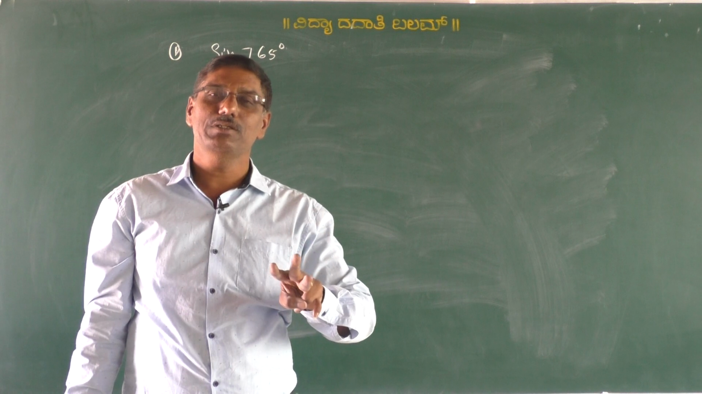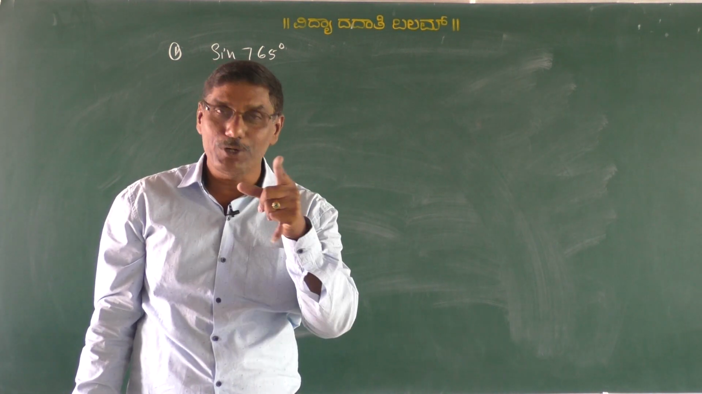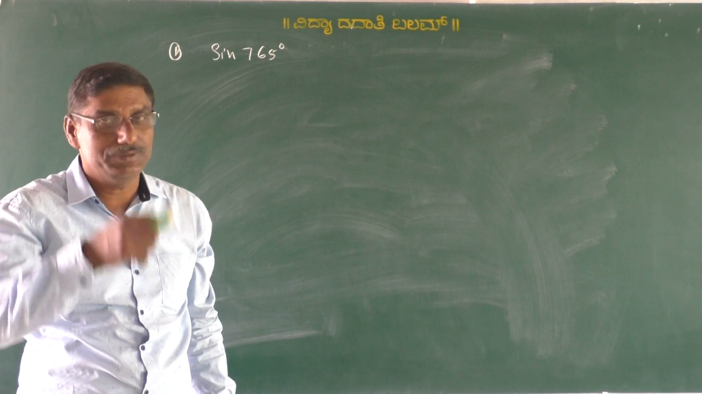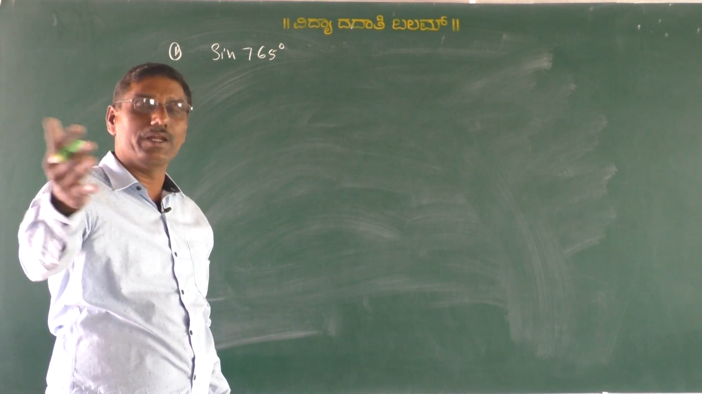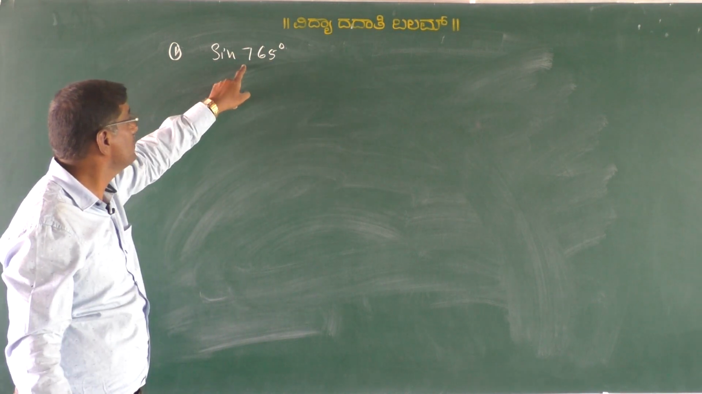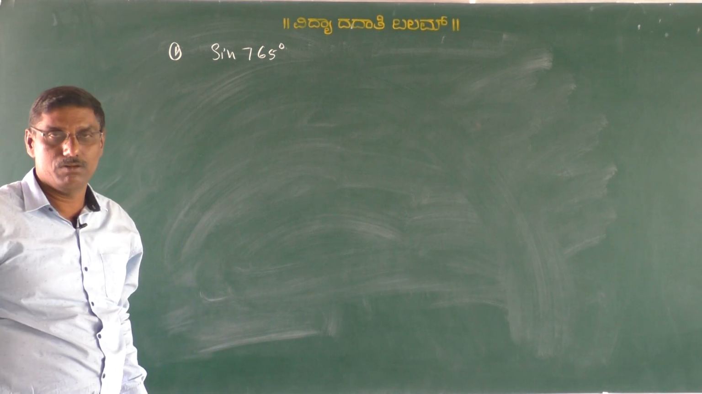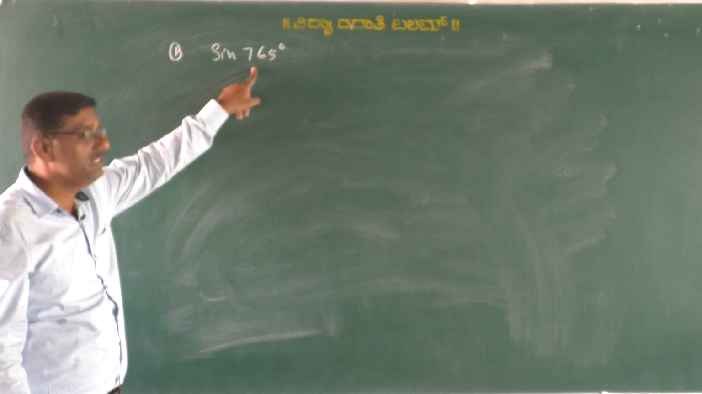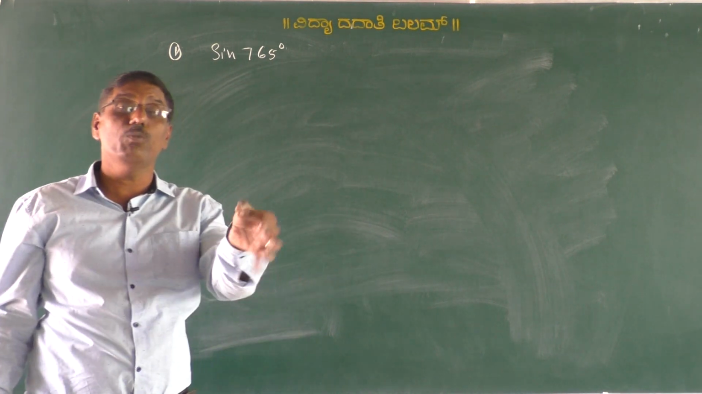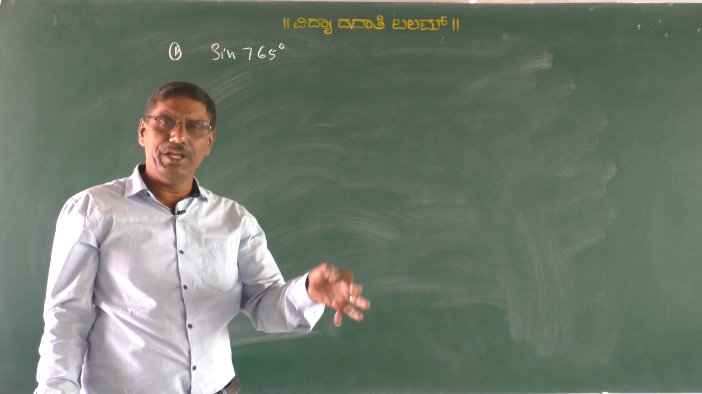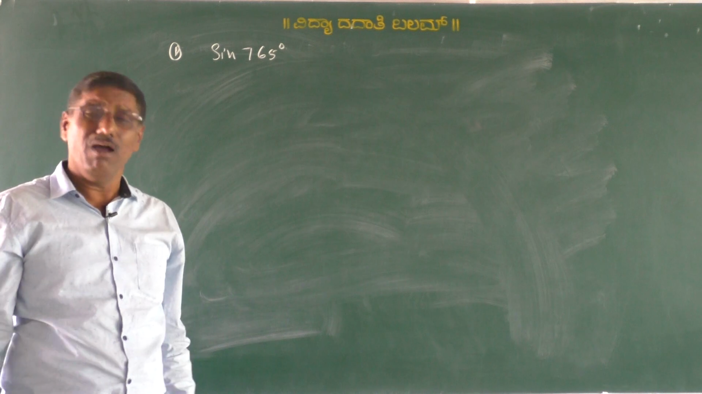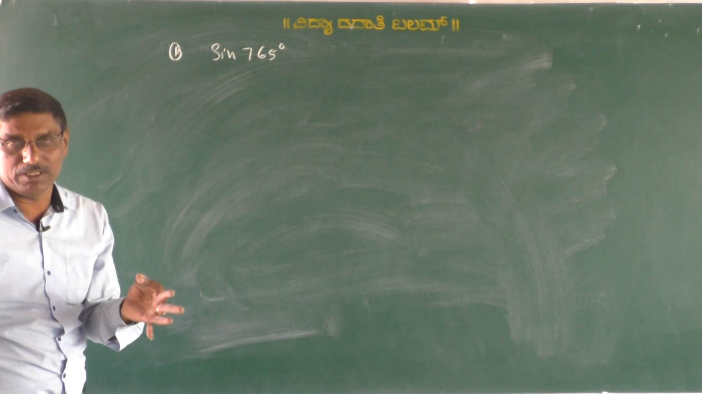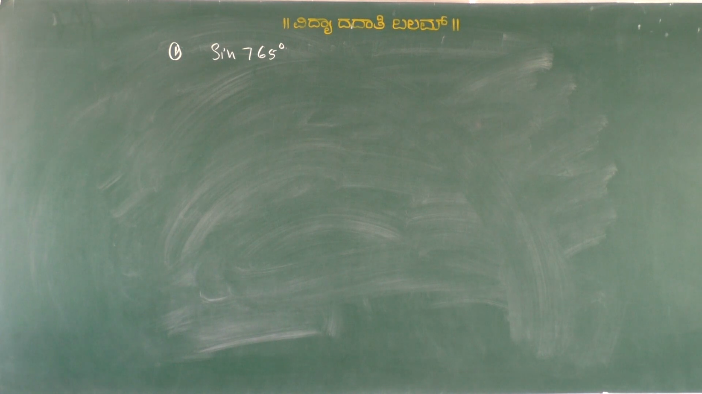If 90 plus or minus x, 270 plus or minus x, then we have to take the co-ratio. If 180 plus or minus x, 360 plus or minus x, then we have to take the same ratio, and also the sign according to the quadrant rule, no doubt. Now we have to express this as an allied angle form. That means this can be written in the form of n into pi by 2 plus or minus x, or n into pi plus or minus x, my dear students.